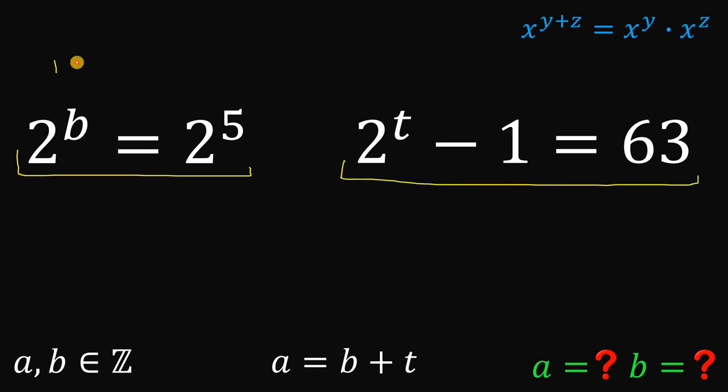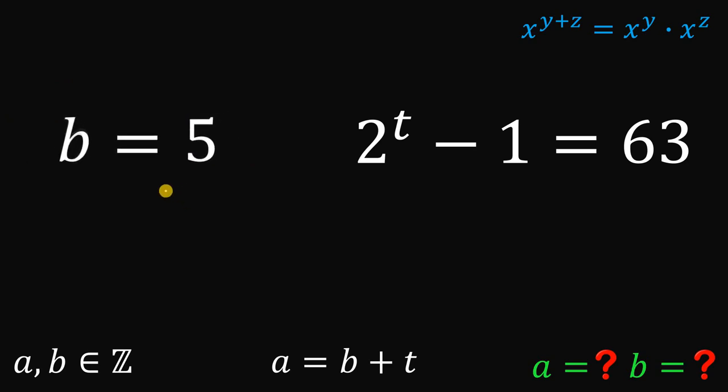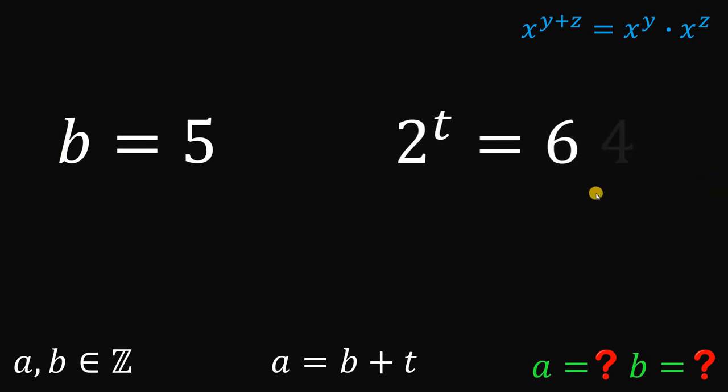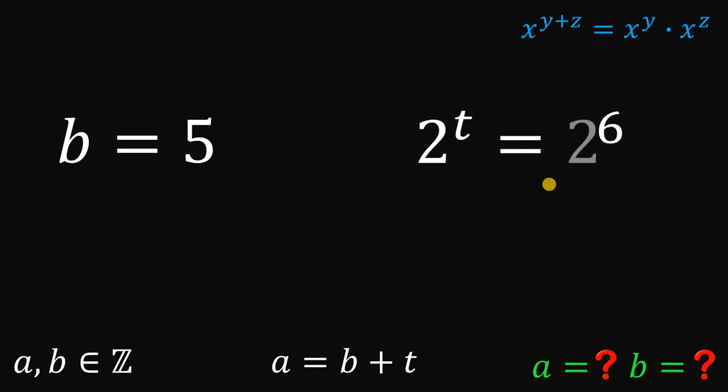Now, let's focus on the first equation that we got: 2 raised to the power of b equals 2 raised to the power of 5. We have two equal expressions with the same base of 2. Therefore, we can say that their exponents must be equal. So, b must be equal to 5. Now, we found the value of b. How about the value of t? Let's add 1 on both sides. Now, 63 plus 1 gives us 64. And 64 must be equal to 2 raised to the power of 6. Now, we have the same base on both sides. Therefore, their exponents must be the same. So, t must be equal to 6.